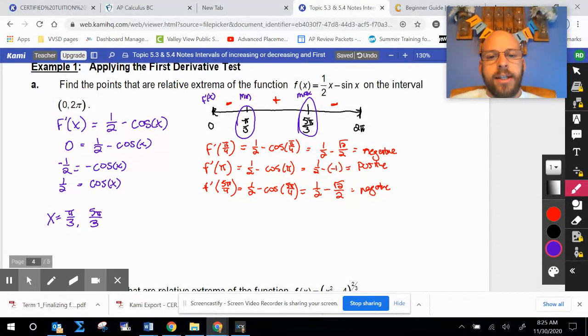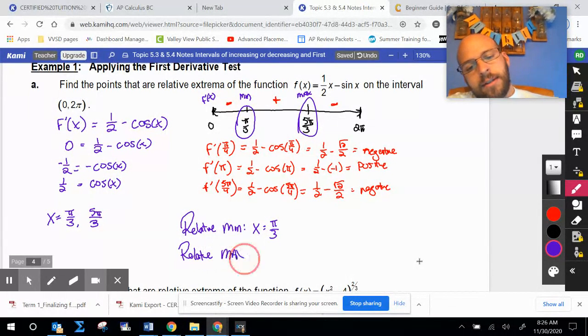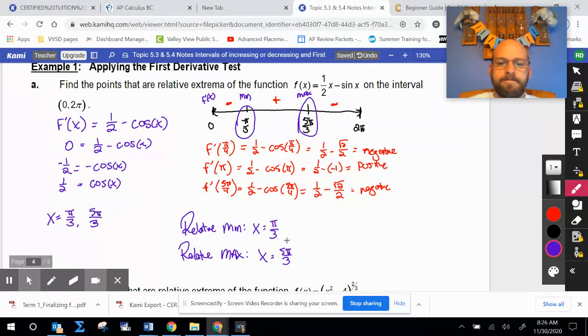Right? That's the idea. So I'm going to have a relative min at x equals pi over 3, and I'm going to have a relative max when x is 5 pi over 3. Okay?